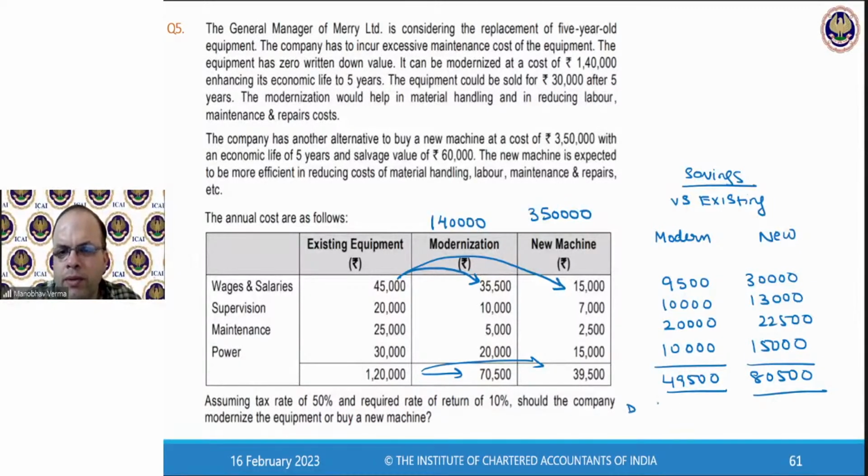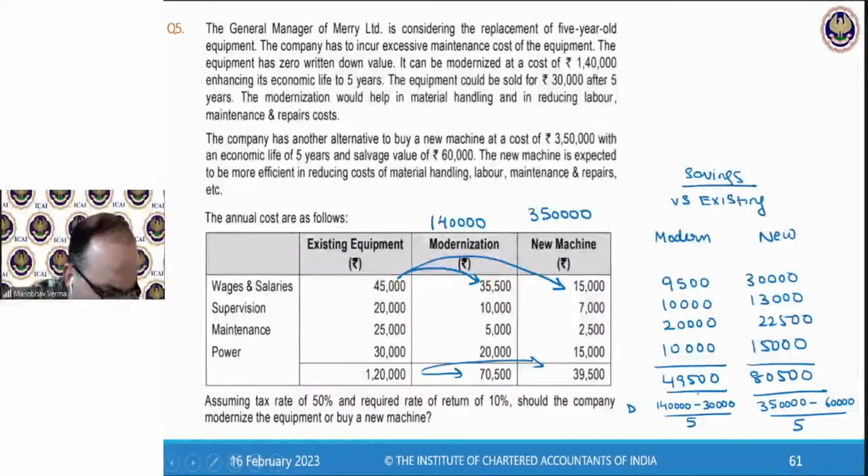So my depreciation will be 140 minus 30,000 divided by 5, 22,000, guys. Whereas in the new machine, it will be 3,50,000 minus 60 divided by 5. That is 290 divided by 5, which is 58.